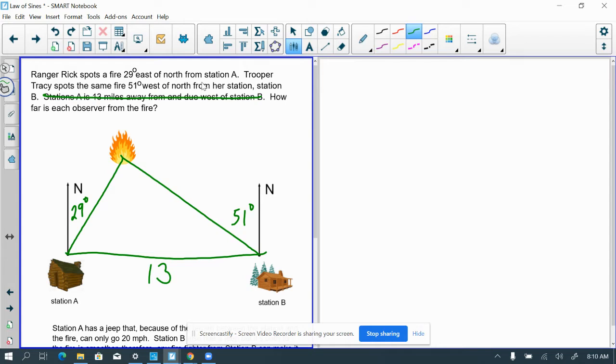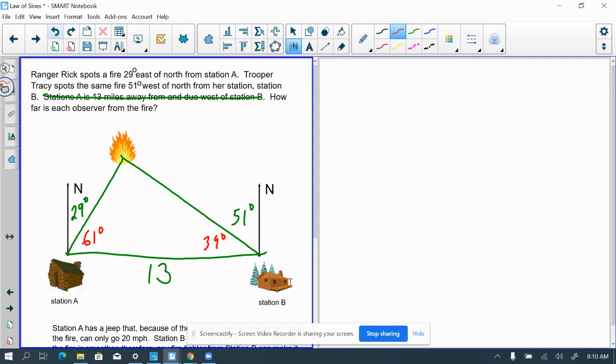Well, we don't have a right triangle, so forget any ideas about SOHCAHTOA or the Pythagorean theorem, but I can fill in some unknowns. I know this one right here, because I have a 90-degree angle there, so I can take 90 minus 29, and I discover that's 61 degrees. And same thing for the other side. This is 39 degrees.